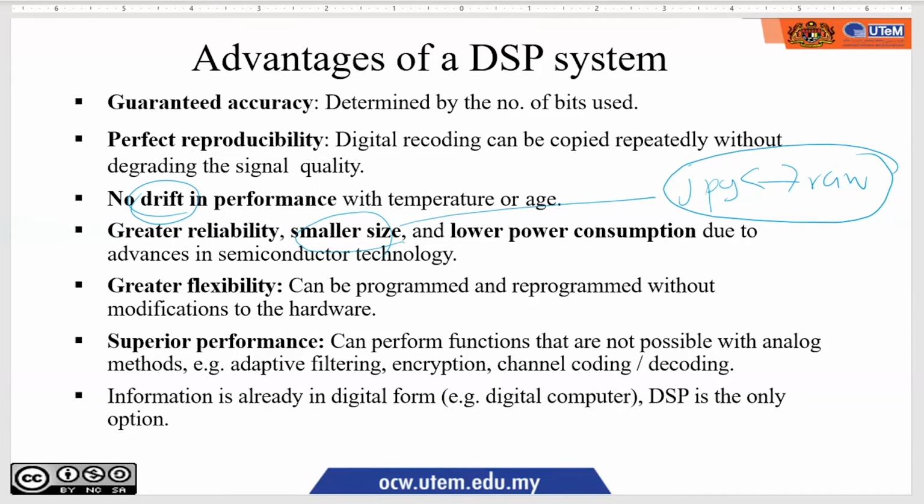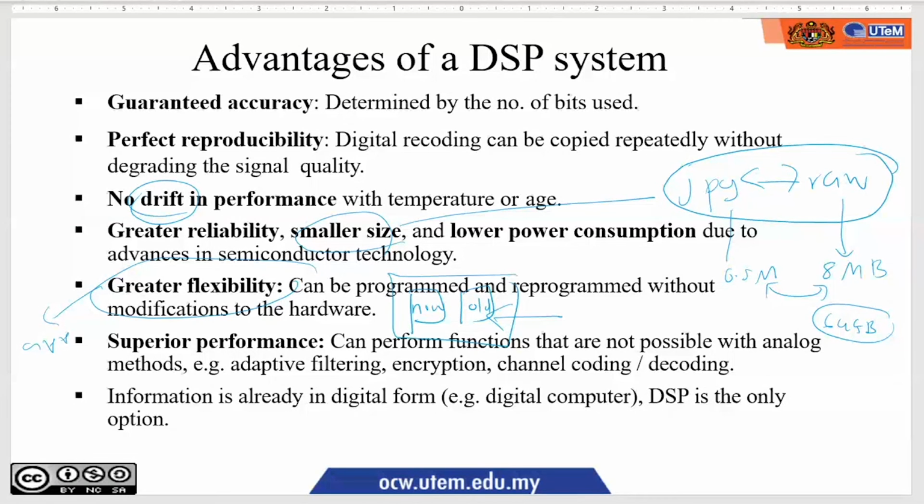Lower power consumption, obviously, if we have small data, let's say a JPEG nowadays is 0.5 meg, while this one is slightly 8 mega. So just imagine how many times. Your phone has 64 gigabyte storage and 6 gigabyte RAM, so that would be the constraint over there. Greater flexibility, can be programmed. Lately, you have apps right now. This one is very good, apps showing your current face and your old face. Superior performance, can perform functions that are possible with analog, digital, adaptive.